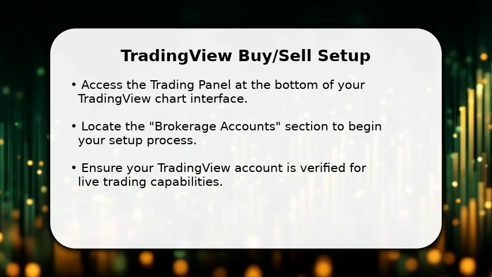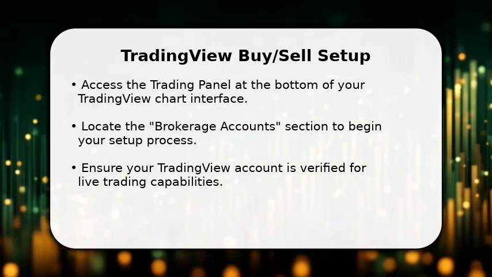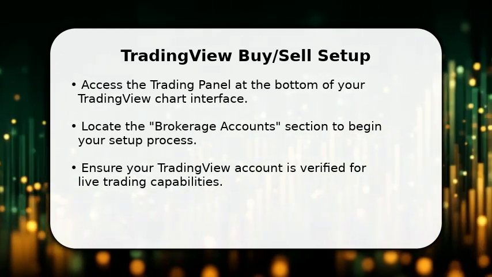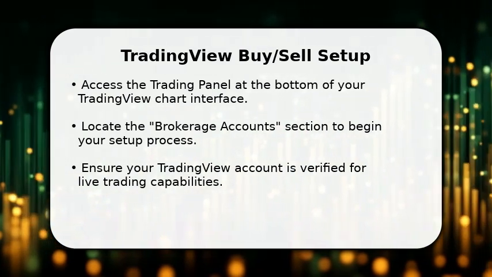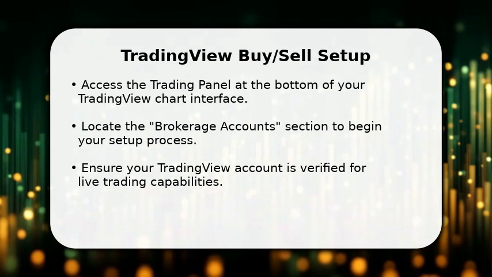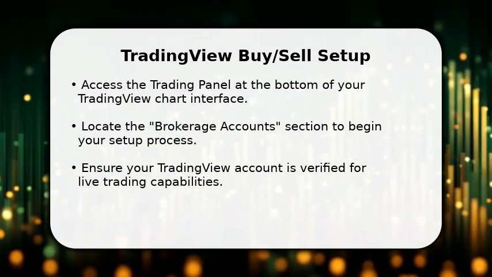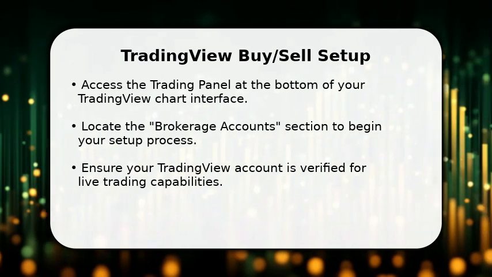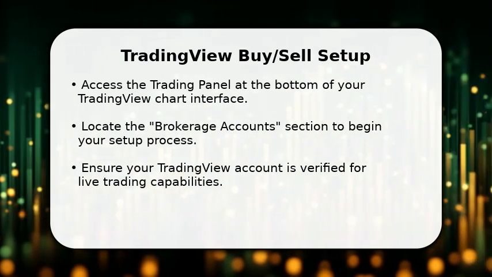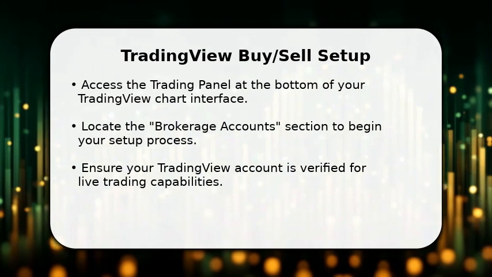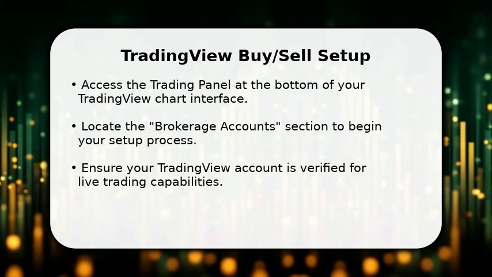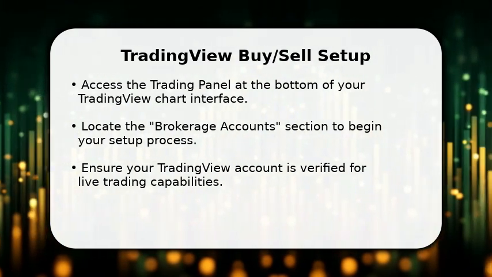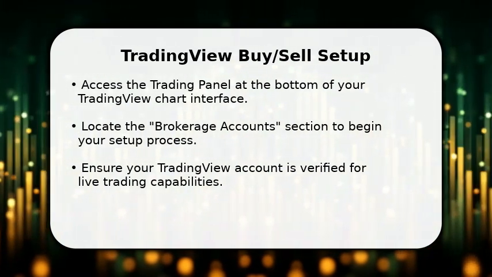In this video, I will explain how to set up buy and sell on TradingView. First, navigate to the trading panel located at the bottom of your chart interface. Here, you'll find options to manage your trades. Next, identify the brokerage accounts section. This is where you'll connect your external trading accounts. Make sure your TradingView profile is fully verified to enable live trading functionality. This initial step is crucial for executing any buy or sell orders.